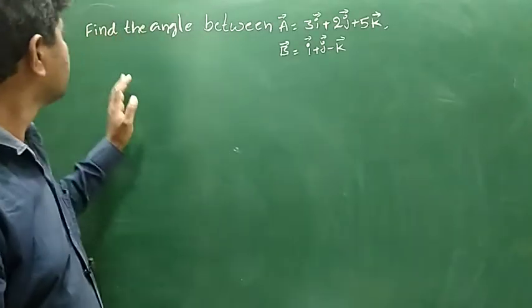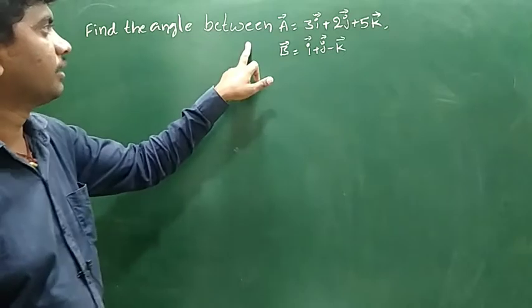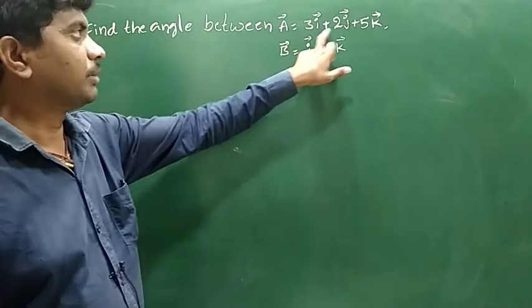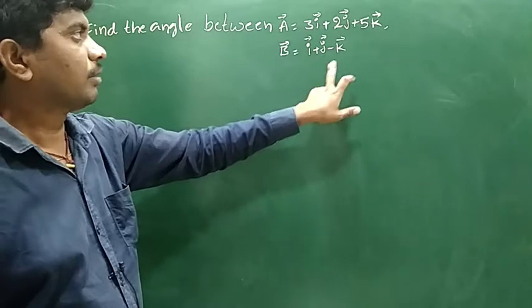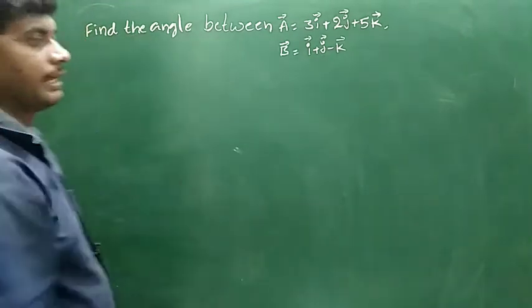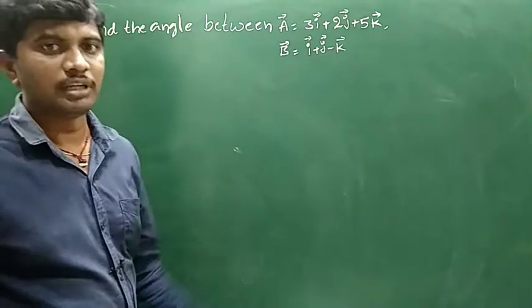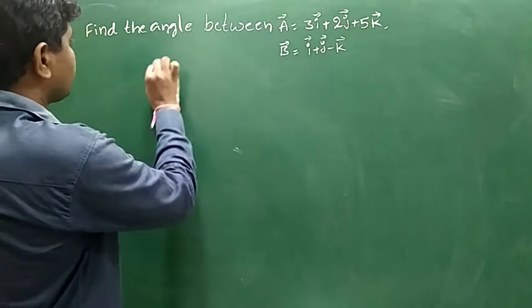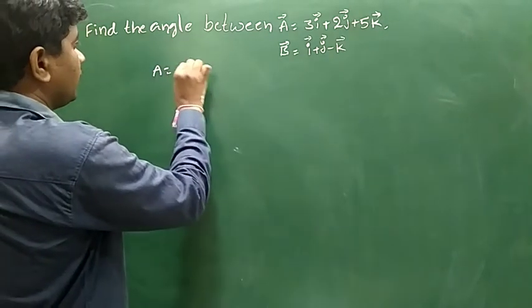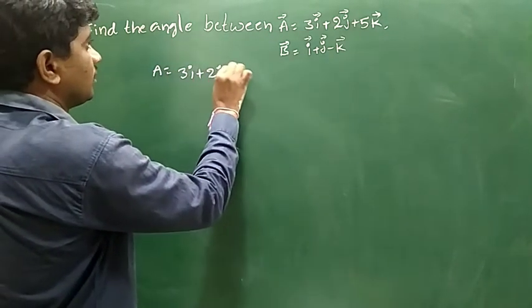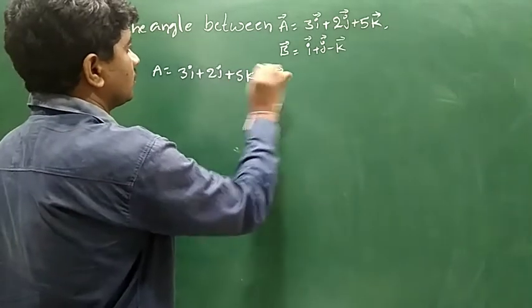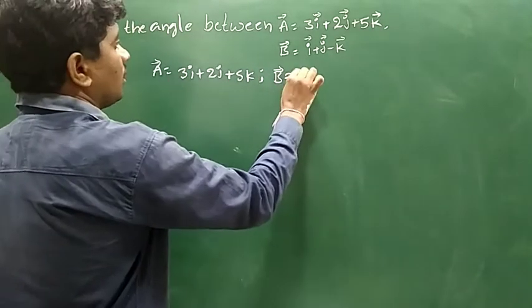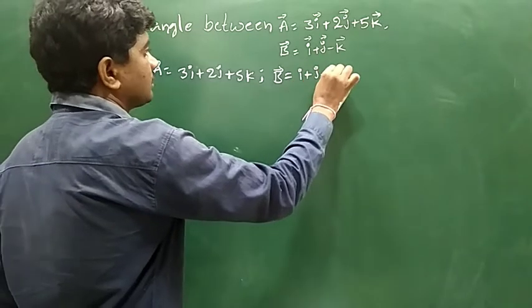The next problem: find the angle between A bar equal to 3i plus 2j plus 5k and B vector equal to i bar plus j bar minus k bar. To find out the angle theta. First of all, A equals 3i plus 2j plus 5k. Next, B vector is equal to i bar plus j bar minus k bar.